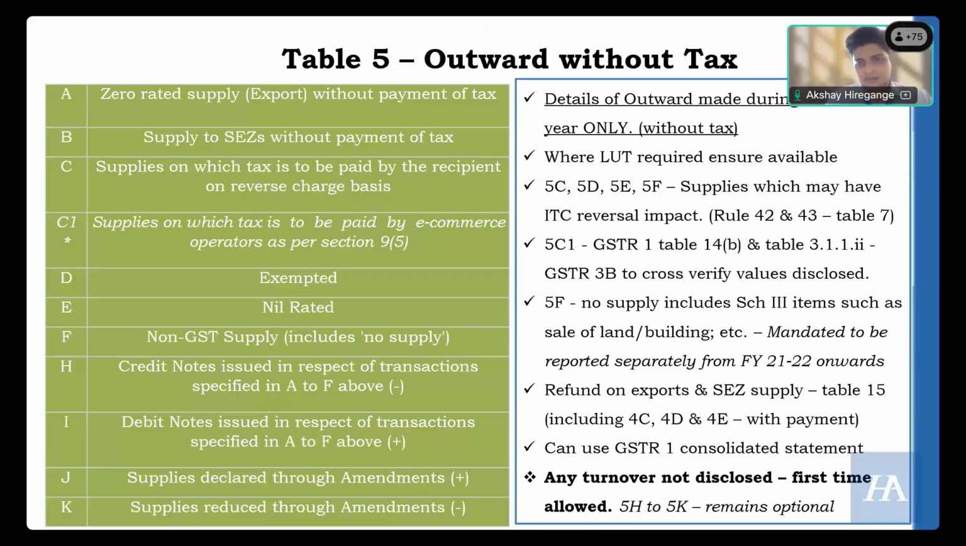5A and B, these are transactions which are zero rated supplies as per the law. We must ensure that LUT is available for the period. If not, condonation must be filed. And to this extent, you can also do an additional check where you're a professional or a management. You can verify whether refunds have been applied appropriately with respect to these transactions disclosed in 5A and 5B. All the data ideally you can get from GSTR 1, other than probably the schedule 3 items.